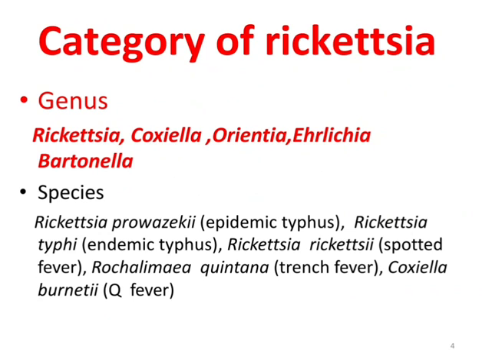There are different genera belonging to the group Rickettsiae. These are Rickettsia, Coxiella, Orientia, Ehrlichia, Bartonella. Some species belonging to these genera are Rickettsia prowazekii, which causes epidemic typhus; Rickettsia typhi, which causes endemic typhus; Rickettsia rickettsii, causing spotted fever; Rochalimaea quintana, trench fever; and Coxiella burnetii, Q fever.